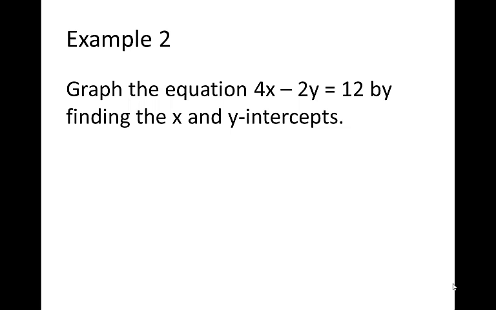Okay, ultimately we want to be able to graph equations using the x and y intercepts, particularly when they're set up this way with the x and y on the same side. So we have 4x minus 2y equals 12. I'm going to graph this by finding the x and y intercepts. So let's begin by plugging a 0 in for x, find out what y is, plug a 0 in for y, find out what x is.